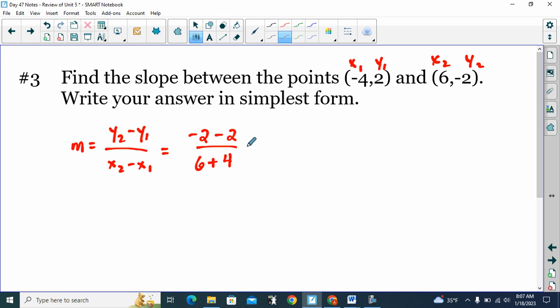Negative 2 minus 2 is negative 4. 6 plus 4 is 10. Negative 4 divided by 10 does not come out even, so we want to try to reduce it. 4 and 10, we can divide those both by 2. Negative divided by positive, that should be negative 2 over 5.